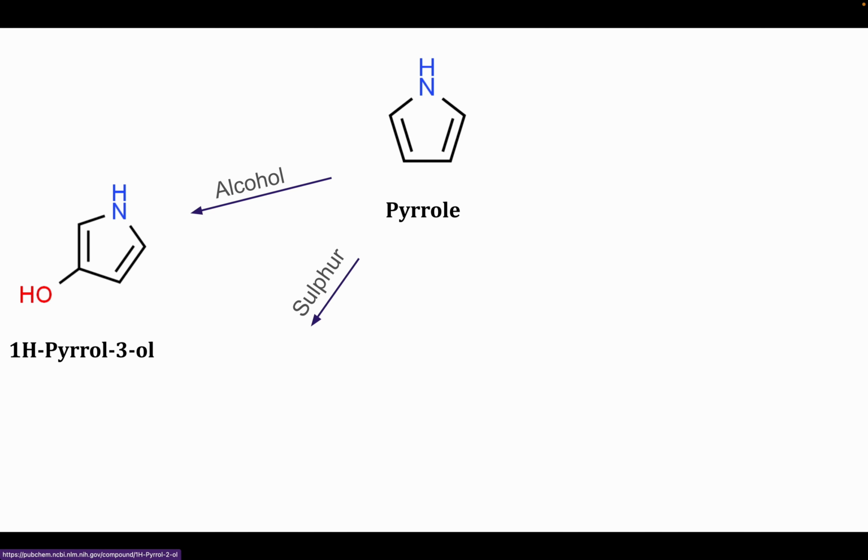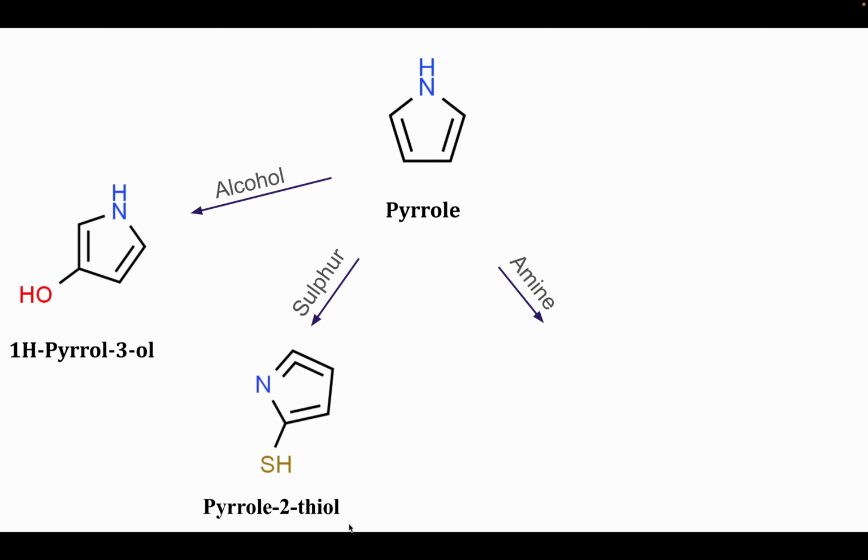Next is the sulfhydryl group, where sulfur is there instead of oxygen. How will you write it? Here is an example of pyrrole with a sulfhydryl group. So identify the ring. This is pyrrole. Number it 1, 2, 3, 4, 5, and then locate the functional group. The functional group is located at the second atom, and it is a sulfhydryl. So how will you write the name? Pyrrole-2-thiol. Thiol is a suffix which is used to mention the sulfhydryl group.